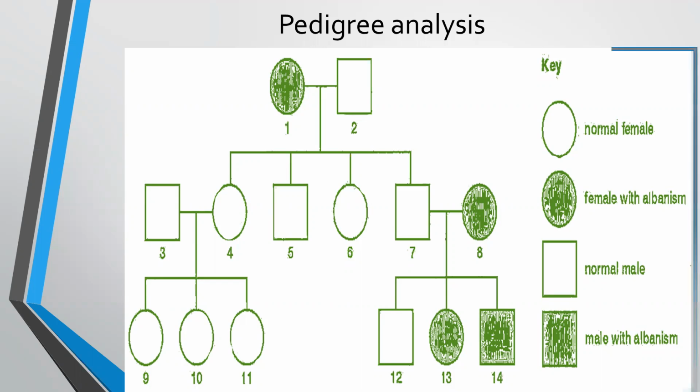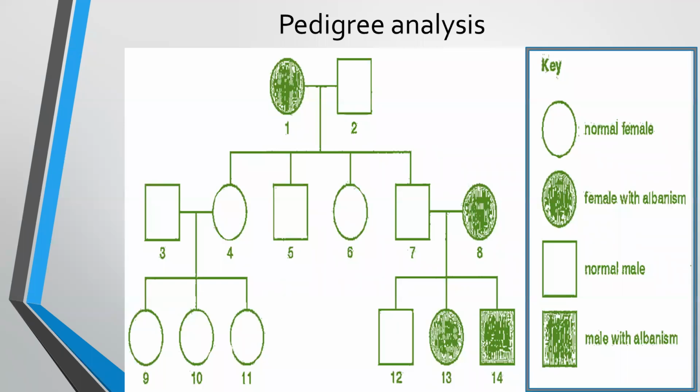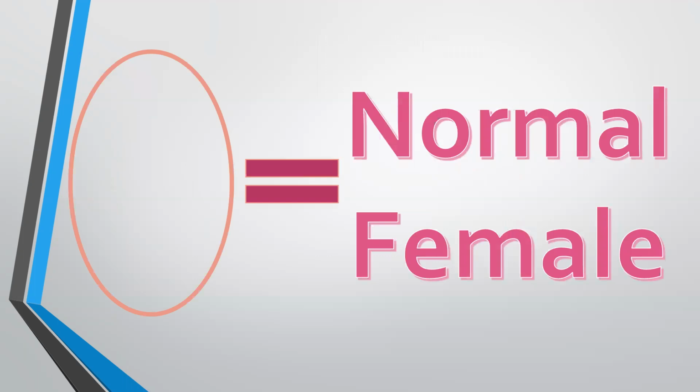We can see on the right-hand side, there's a key which basically tells you what are the phenotypes or the physical appearances of the different individuals that are shown in this family tree or pedigree diagram. We can use a pedigree diagram to calculate the genotypes or genetic makeup of the different individuals.